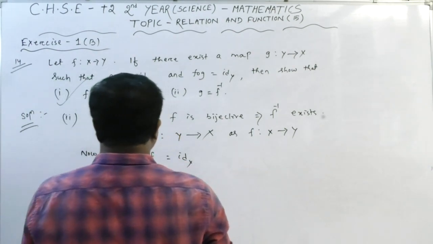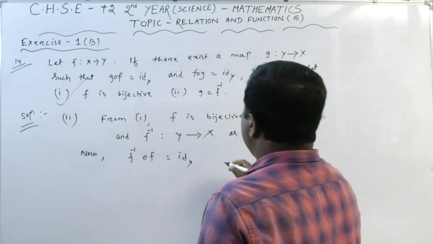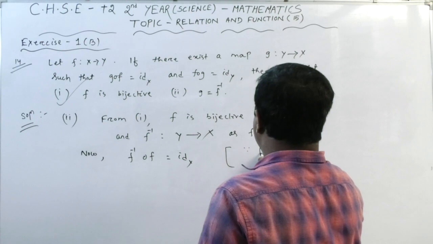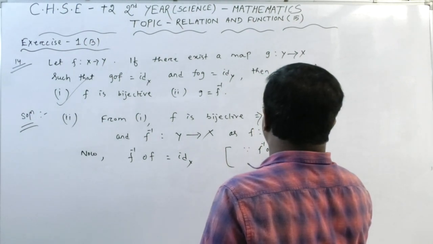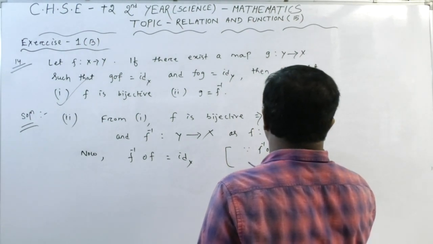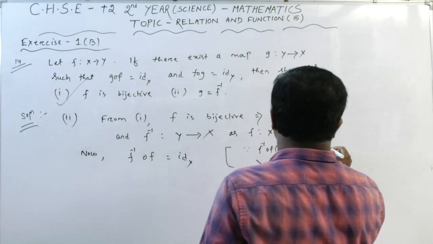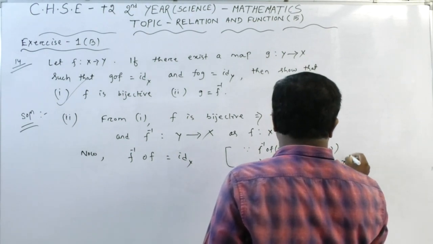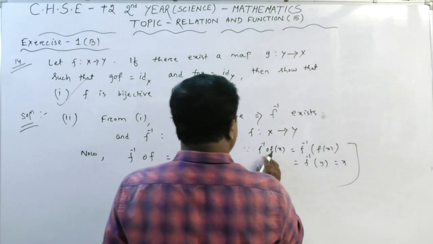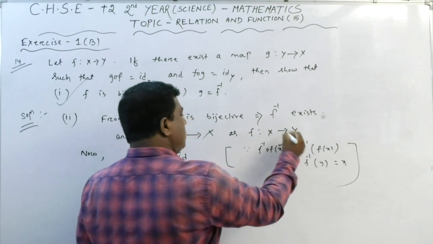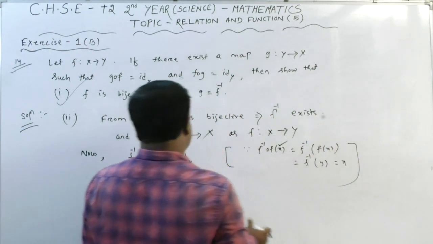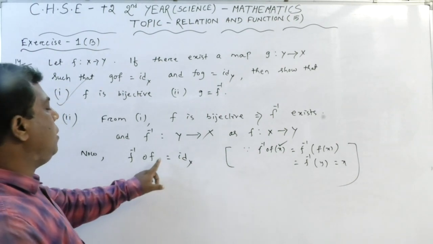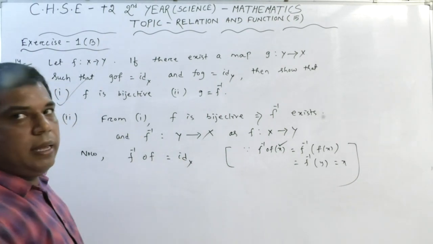How is it identity? You see carefully that f inverse operated on f of x equals f inverse of f of x. If f of x is considered as y, f inverse of y is what? x. So f inverse operated on f, applied on x, converts it to x. So that is the identity function. So we can say f inverse operated on f equals identity on x. Clear?